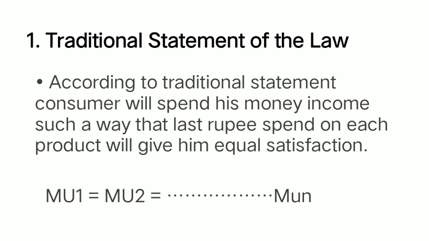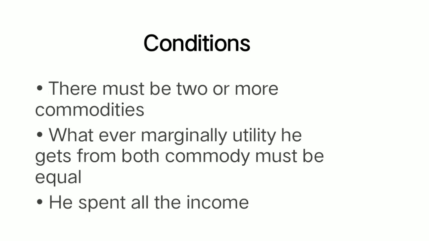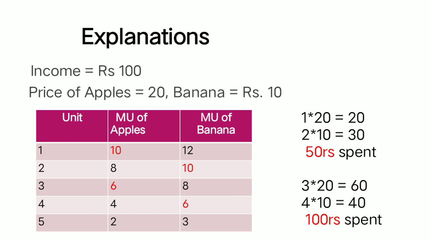So marginal utility 1 is equal to marginal utility 2. There must be two or more commodities. Whatever marginal utility he gets from both commodities must be equal. So he spends all the income. Okay, so here is the explanation. The income is Rs 100. The price of apples is Rs 20 and the price of bananas is Rs 10.